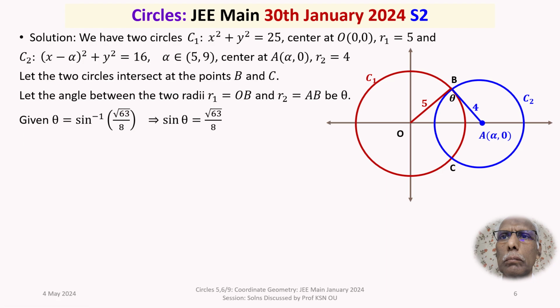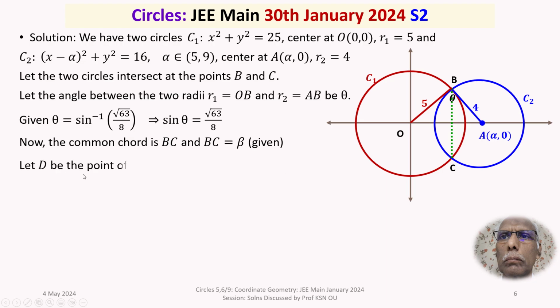Now, the common chord is BC, and it is given that BC is equal to beta. Now, this BC and this OA intersect at a point D. Let D be the point of intersection of BC and OA. So, this is D. Now, what will be BD? BD will be beta by 2.